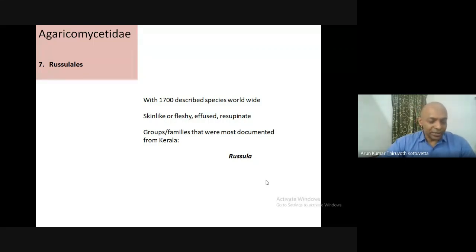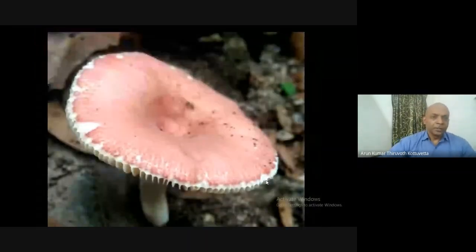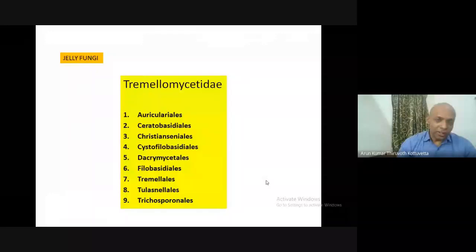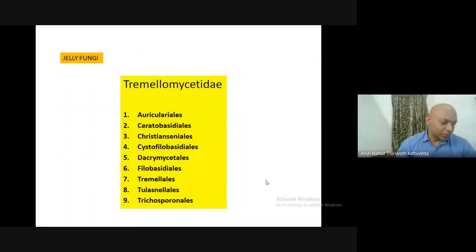So a concerted study of Russula is actually required from here. This is a Russula species. Then there is another major mushroom-forming group, the jelly fungi, or fungi that produce macroscopic fruiting structures. They belong to the Tremellomycetidae subclass, where we have several orders: Auriculariales, Tremellales, and Dacrymycetales are the dominant macro fruit body forming jelly fungi.